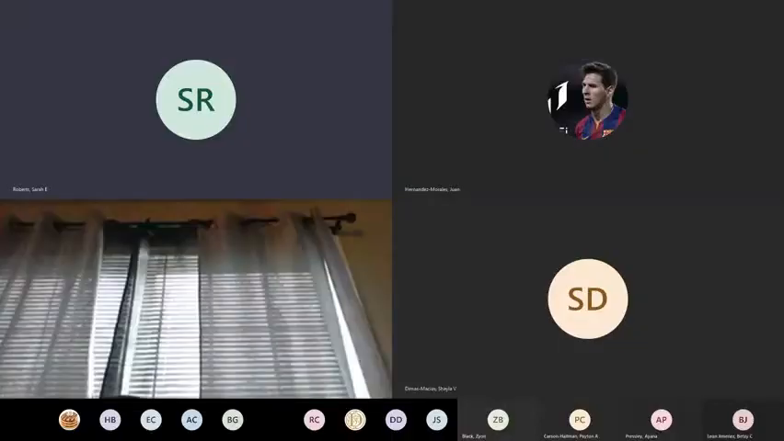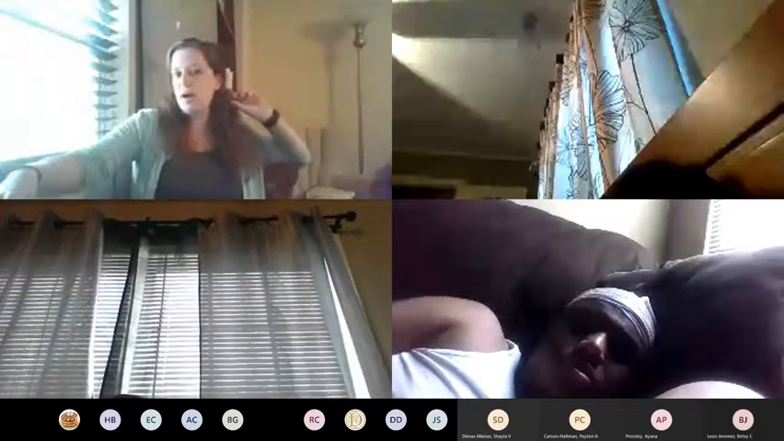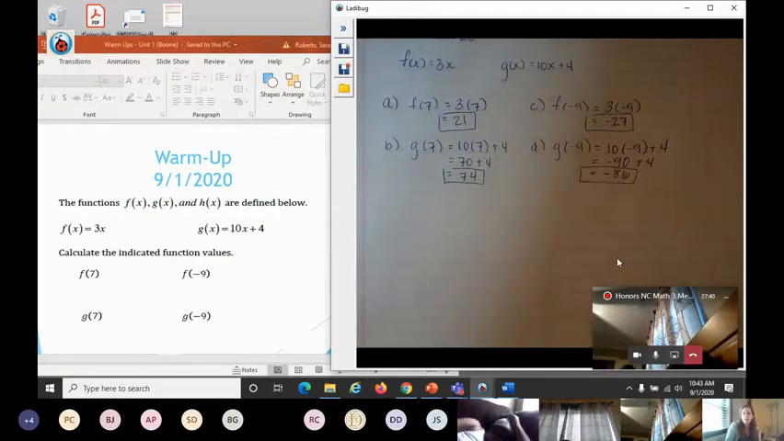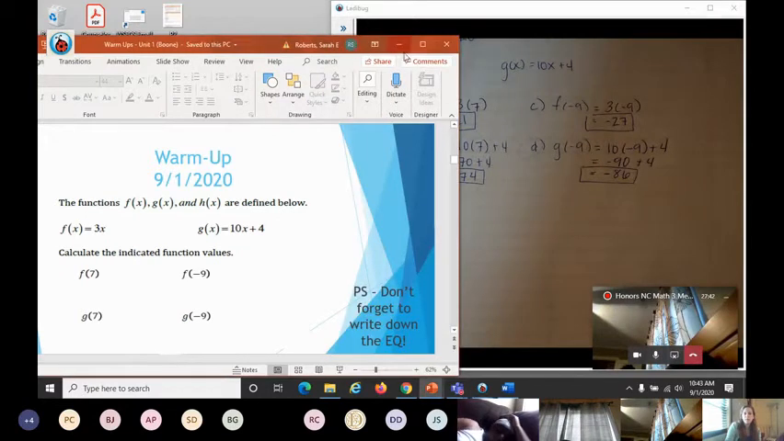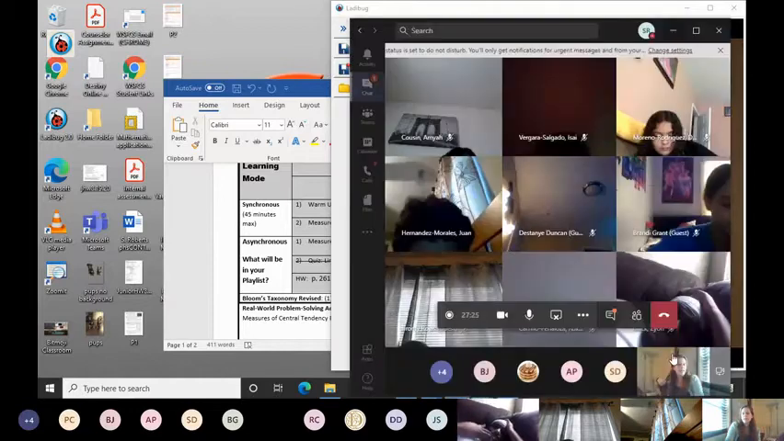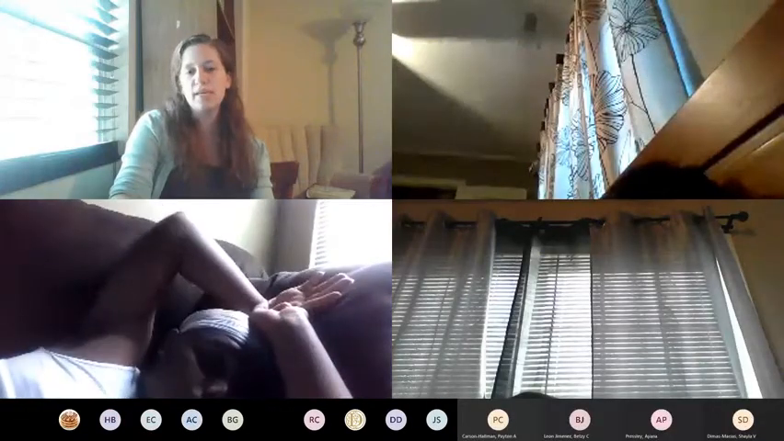Make sure you hold on to this sheet and you keep up with your warm-ups, okay? All right, so this is our first warm-up for the 2 weeks. The next thing that we're doing today is going to be notes.